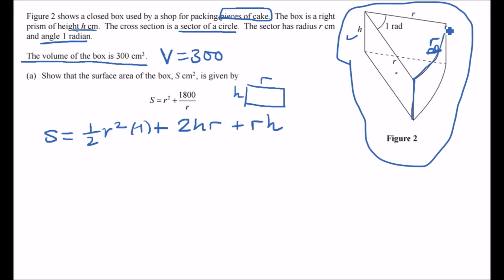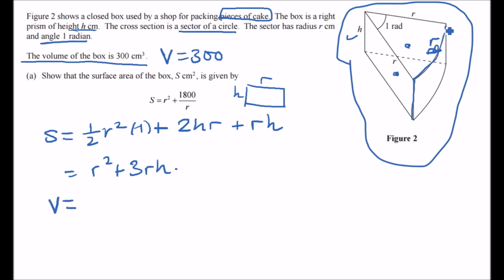It's actually the bottom one. So we did the first one, now we need the second one. So it'll be two lots of these, which is just r squared. Plus, adding these up, we're going to have 3rh. Okay, not bad. Now the volume.